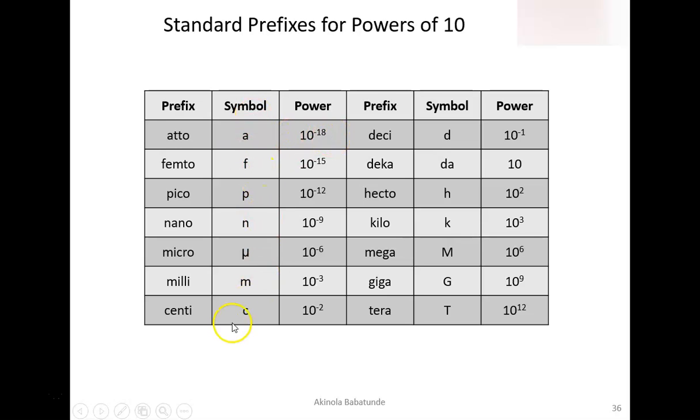You can see there are various symbols here, C, M, micro, nano, and so on and so forth. And then you can also see we have 10 raised to the minus 1, which is deci, 10 raised to the 12 is tera, 10 raised to the 9 is giga. You can see G, mega is 10 raised to the 6, kilo is 10 raised to the 3. You should be familiar with these standard prefixes for the powers of 10. They will be useful for you and for us in our studies.